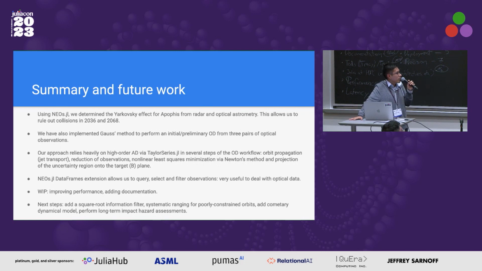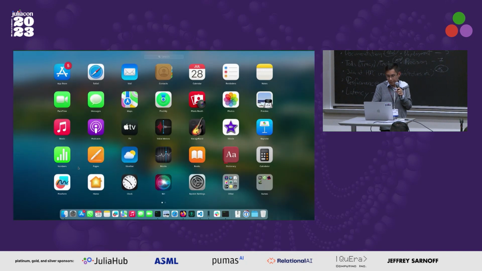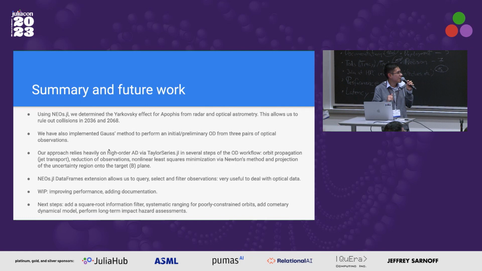Also, by treating pretty much everything as a Taylor polynomial, we can easily do high order AD. We also have a data frames extension that turns out to be really useful to filter observations, and that will be useful in the future for outlier rejection, among other things.